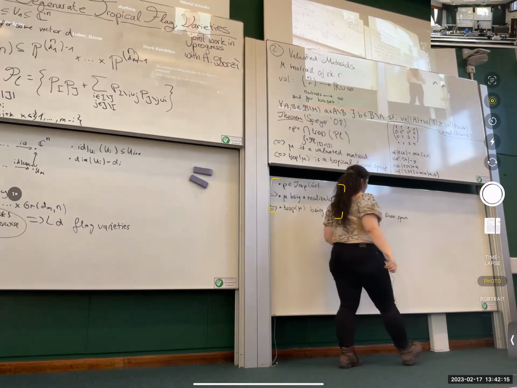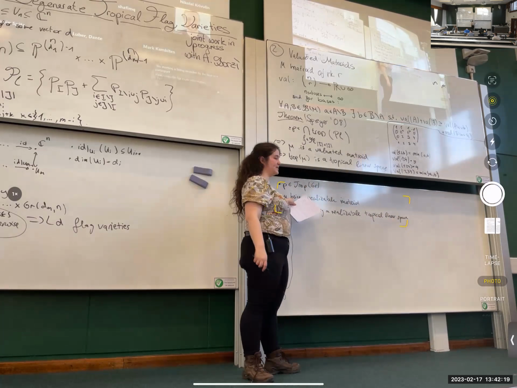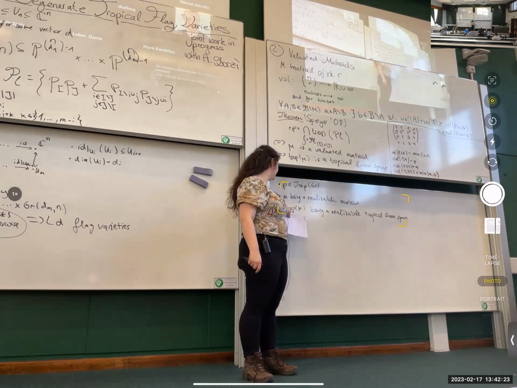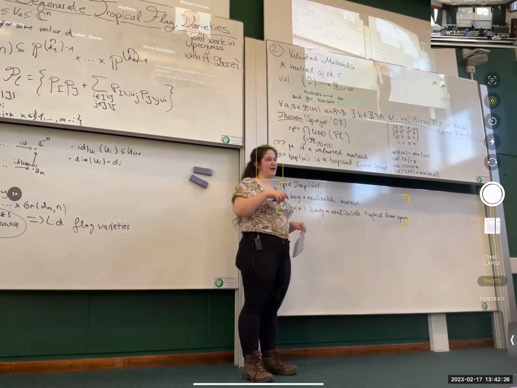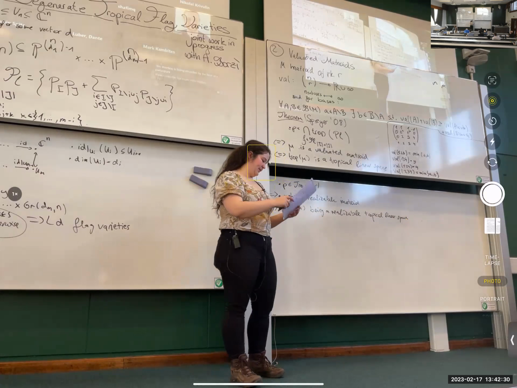Where realizable just means that there is some linear space that corresponds to the matroid that you can obtain the matroid from, or there is some linear space in algebraic geometry that if you take its tropicalization, it gives you this tropical linear space.